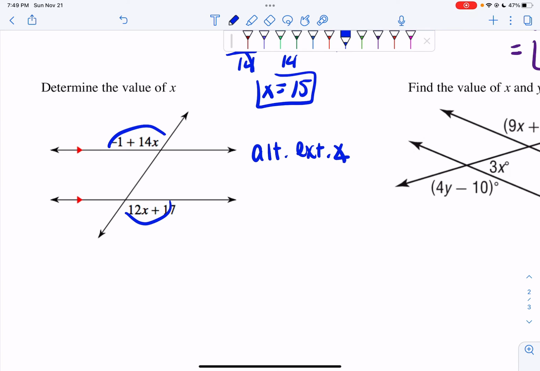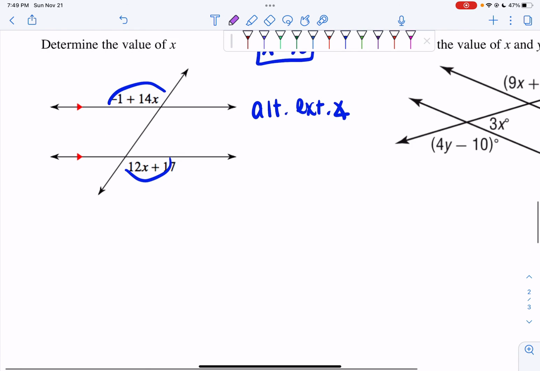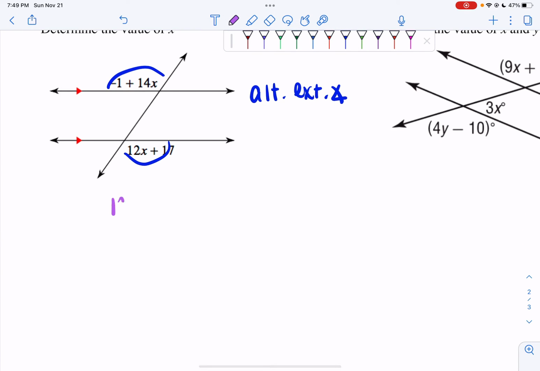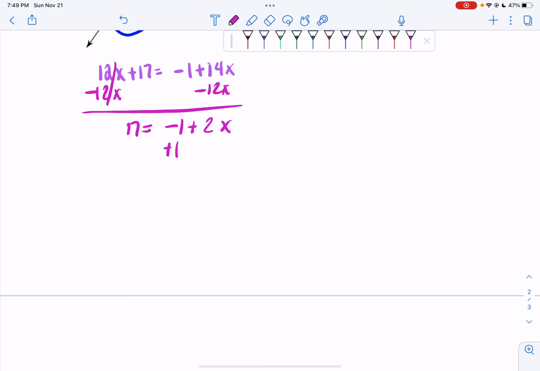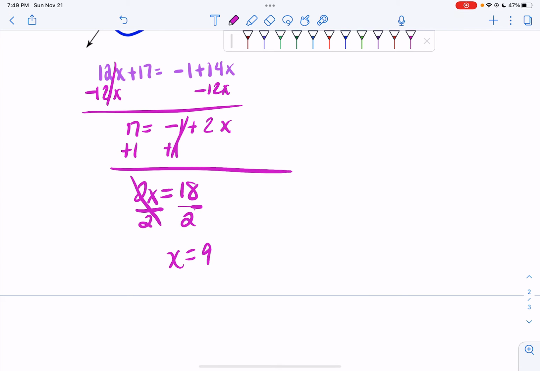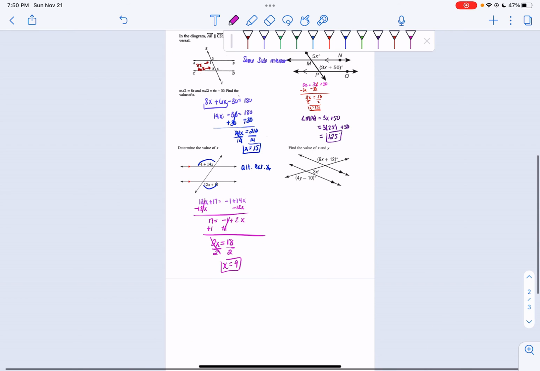So alternate exterior angles, I simply just set equal to each other. So I'm going to do 12x plus 17 equals -1 plus 14x. I want to get x's on one side, so I'm going to subtract 12x from both sides of my equation. So I get 17 equals -1 plus 2x. Add 1 to both sides of my equation. I get 2x is equal to 18. And then I divide by 2 on both sides of my equation to get x is equal to 9. And that's my final answer.